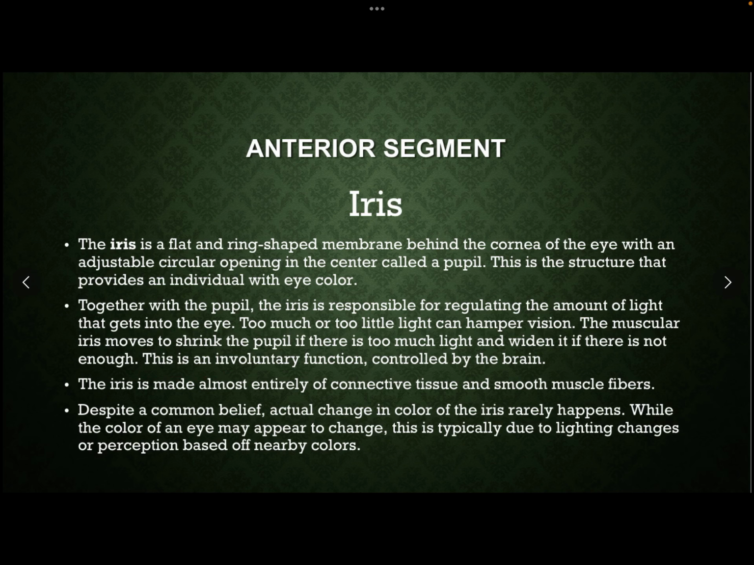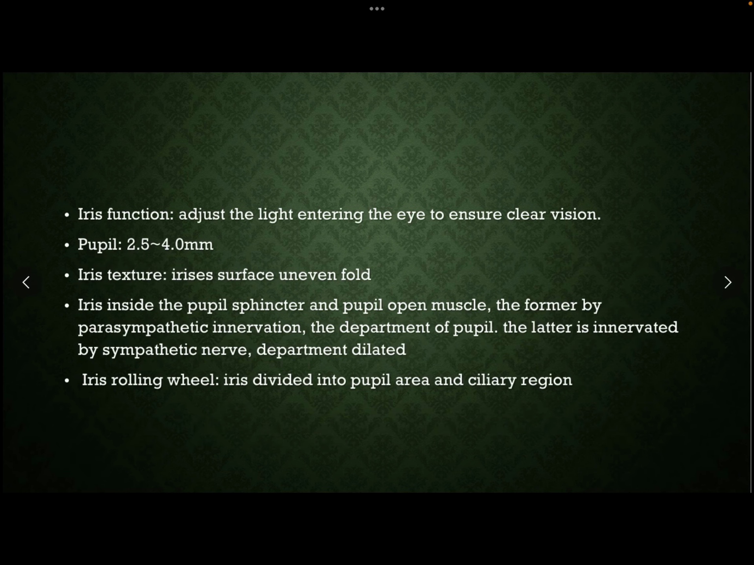The iris is made up almost entirely of connective tissue and smooth muscle fibers. Despite a common belief, actual change in the color of the iris rarely happens. While the color of an eye may appear to change, this is typically due to lighting change or perception based on nearby colors. The iris function is to adjust the light in the eye to ensure clear vision.